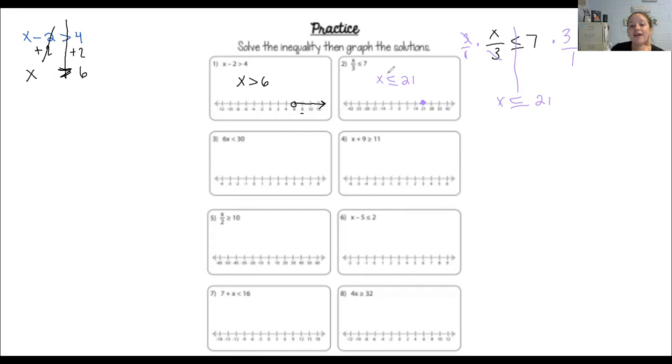Okay, and we have it written where the variable is first, so we can take the tip of that inequality and shade it that way. So which way is the tip of that inequality facing? To the left. So we are going to shade to the left. Very good.